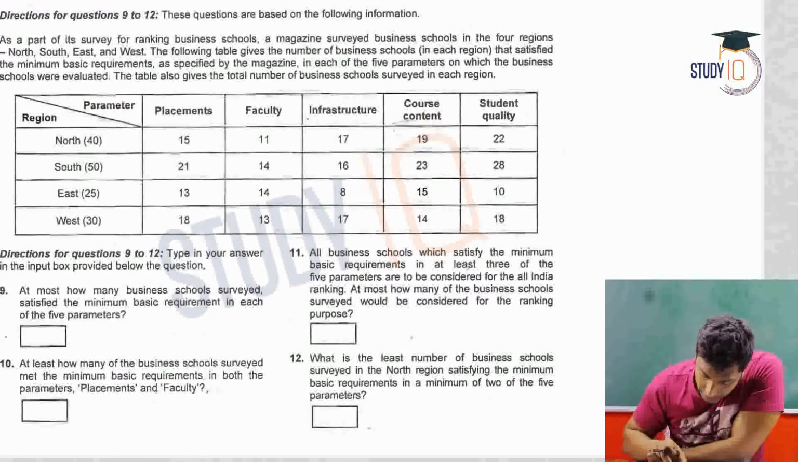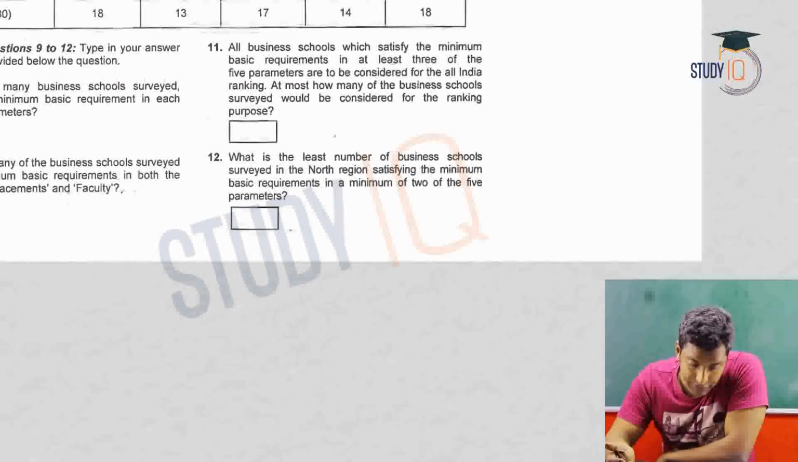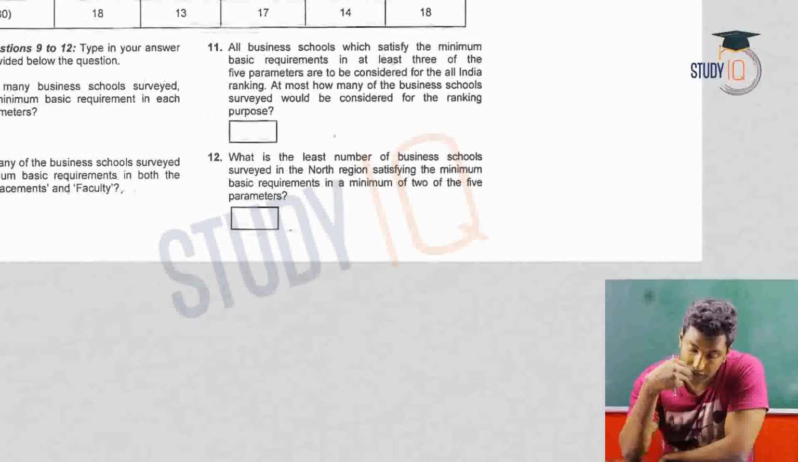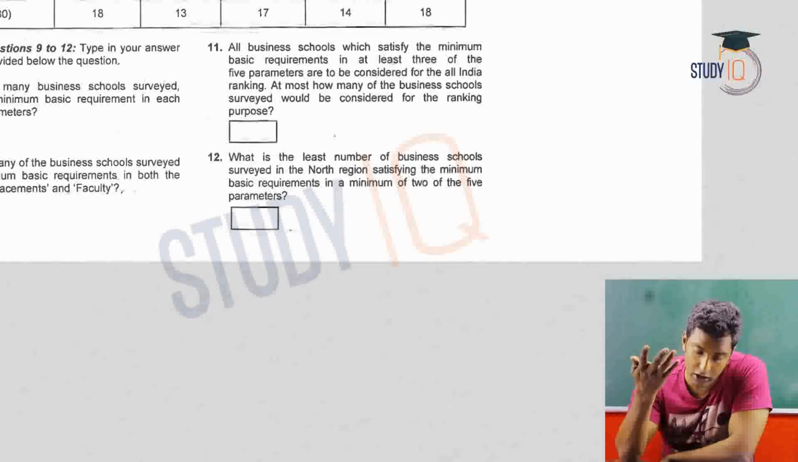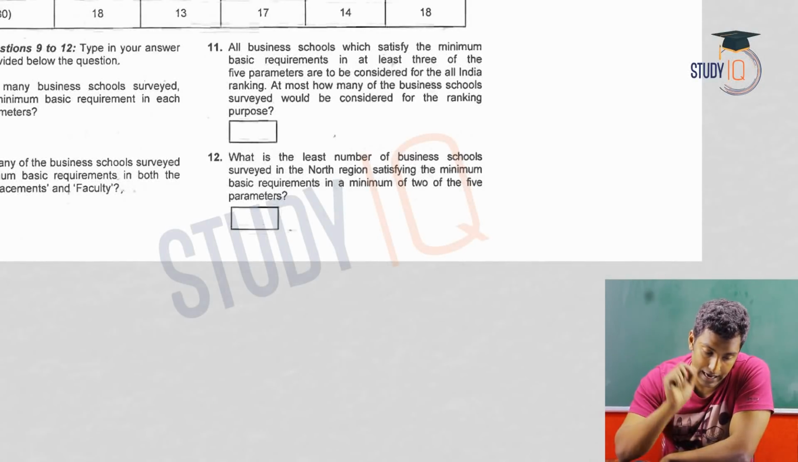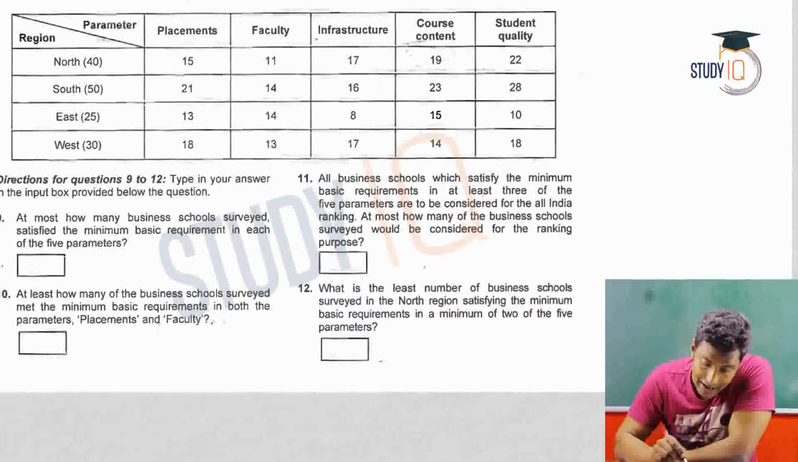Now, quickly, the next question. All business schools which satisfy the minimum basic requirements in at least 3 of the 5 parameters are to be considered for the All India ranking. At most, how many of the business schools surveyed would be considered for the ranking purpose? Okay. So what you can do is you can add everything. Okay. Add all these and divide by 3.